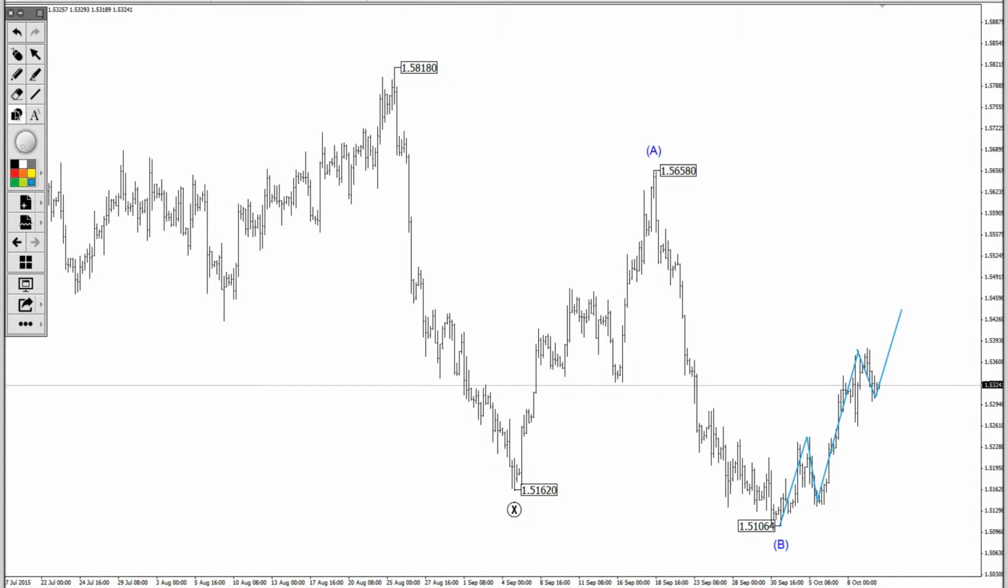I have labeled minor wave B for the 151 bottom, and if this wave count is correct, we should get a lot more upside and towards the 156 levels. But the price action is now slightly giving us a different picture, so maybe we are still forming this minor wave B and the 151 low is not the end of the wave B. So a little bit unclear what we should expect next in pound dollar.